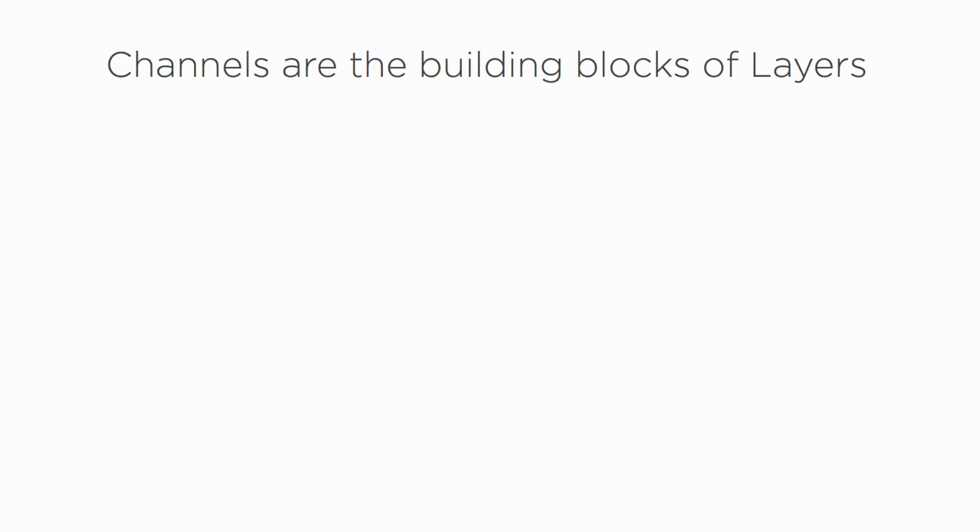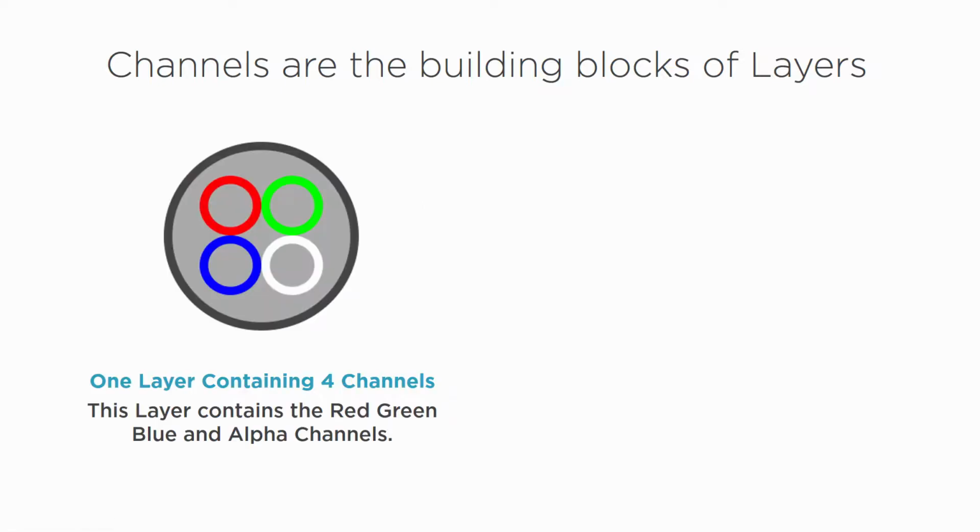In this clip, we're going to learn about layers and channels. Okay, so channels are the building blocks of layers. Think of a layer as something made up of several channels. To show you this, I've made a little illustration. So I've got a red channel, a green channel, a blue channel, and an alpha channel, all living in this one layer. And that layer would be RGBA.